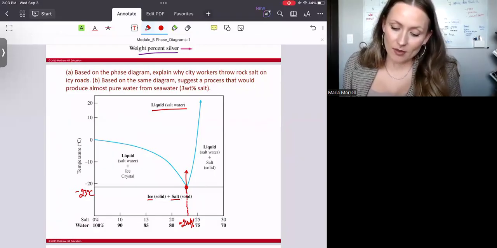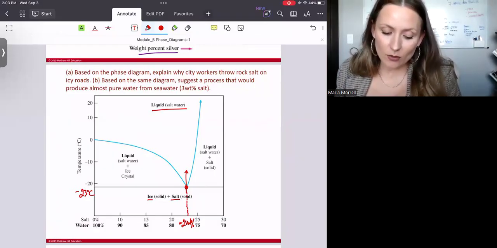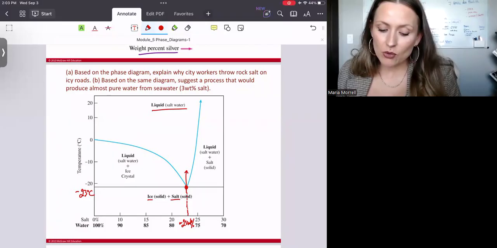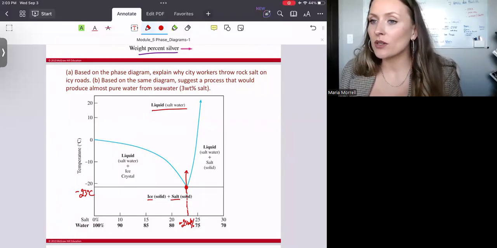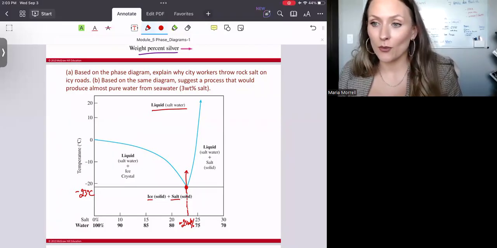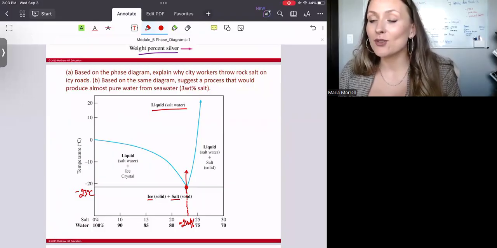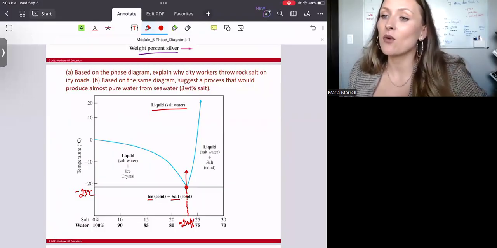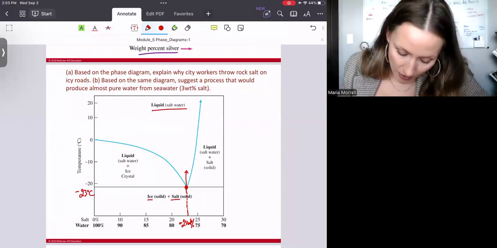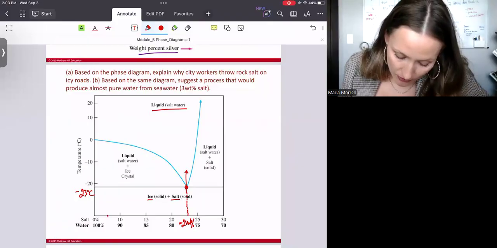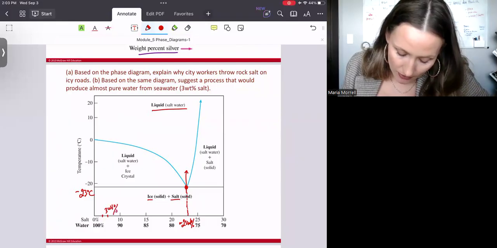Okay, now based on the same diagram, suggest a process that would produce almost pure water from seawater. So hopefully we'll never have to do that, but it would be good to know if we ever have to make pure water from seawater. Seawater is about 3% salt. So we are somewhere here. This is going to be your 3 weight percent.